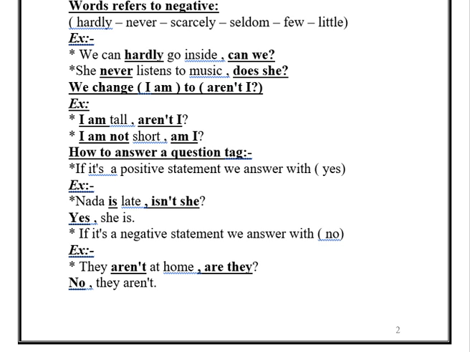Why do we answer with yes? Because it's a positive statement. If it's a negative statement, we answer with no. They aren't at home, are they? No, they aren't. We answer here with no because it's a negative statement.